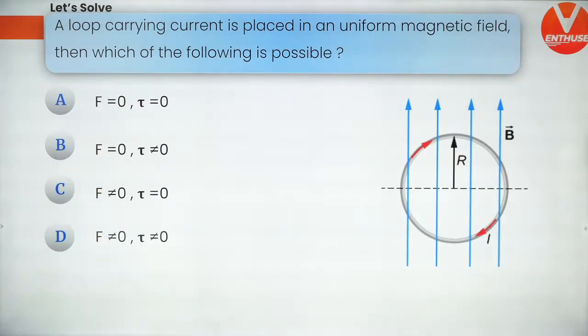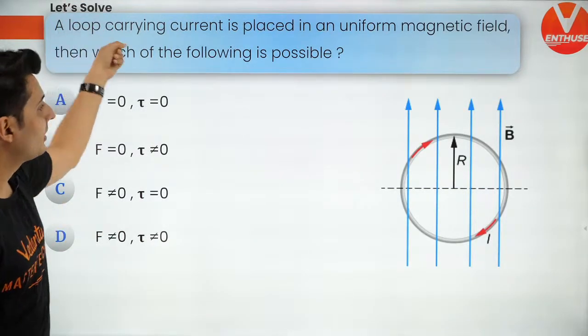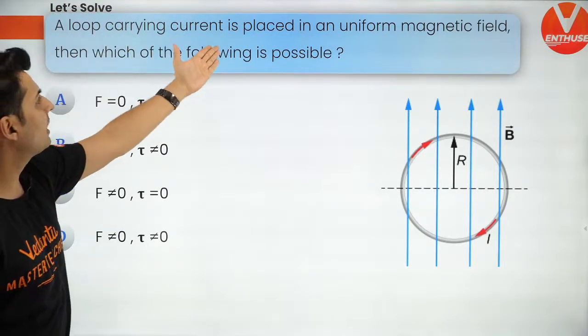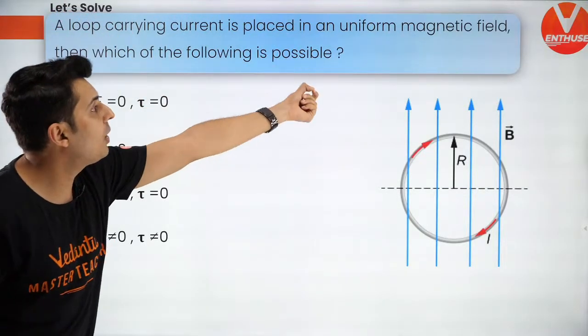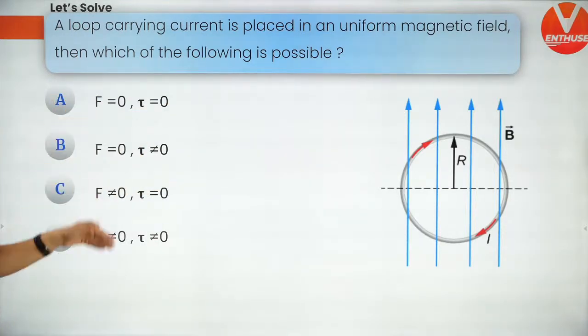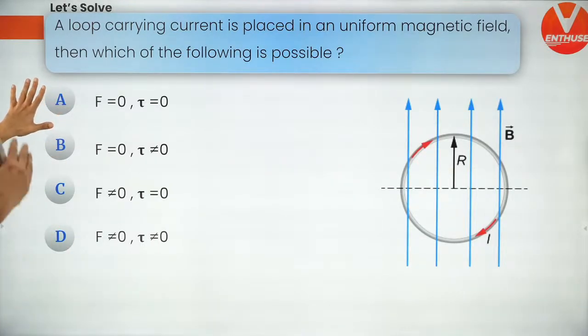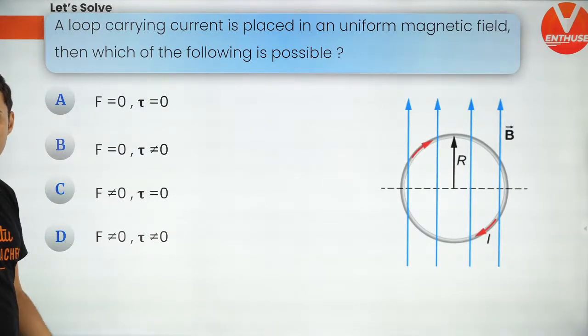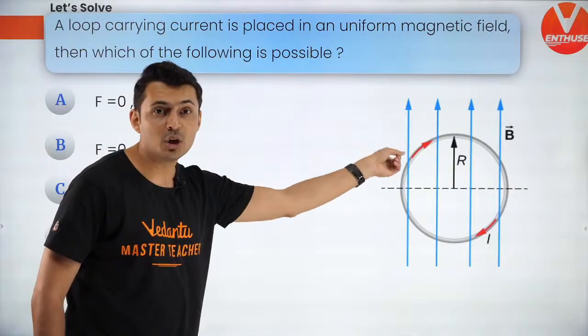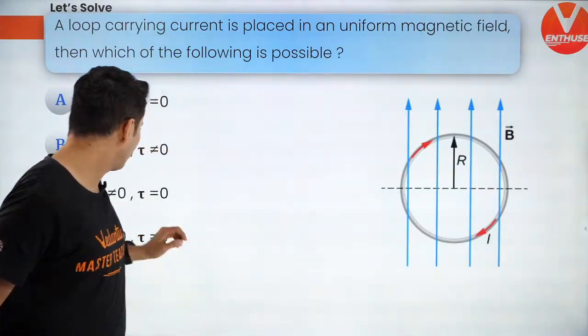Next question, coming up on your screen. A loop, a complete circular or square loop, is carrying some current and it is placed in a uniform magnetic field. Then which of the following is possible? Think about it. Multiple options may be correct. More than one may be correct. The current value, 2 amperes, was mentioned on the diagram itself.